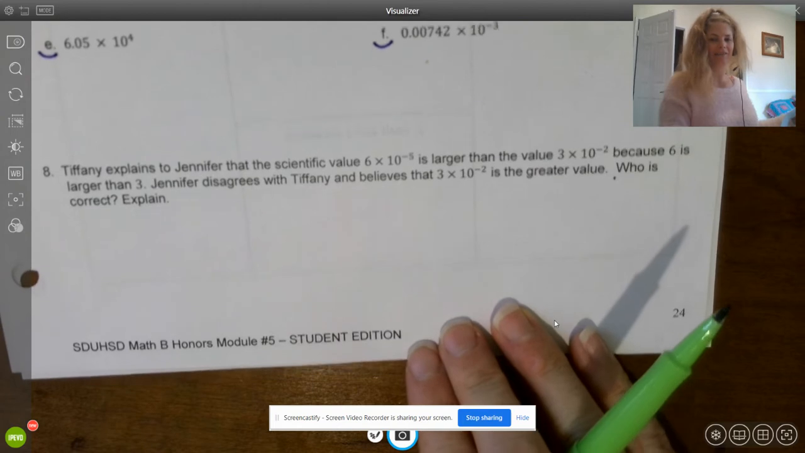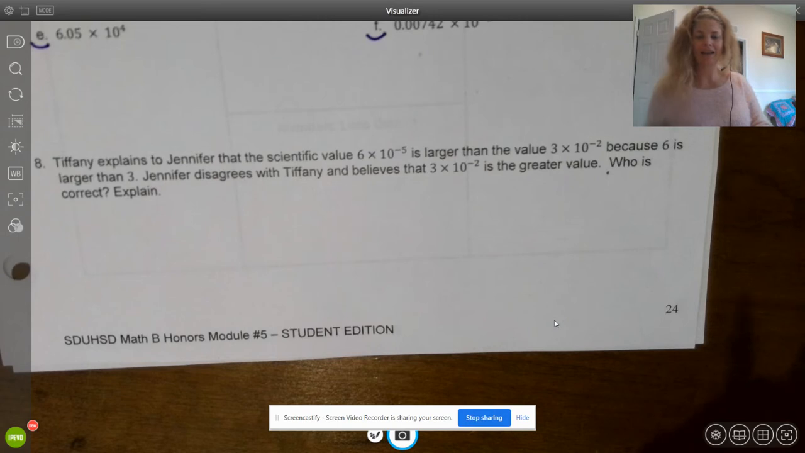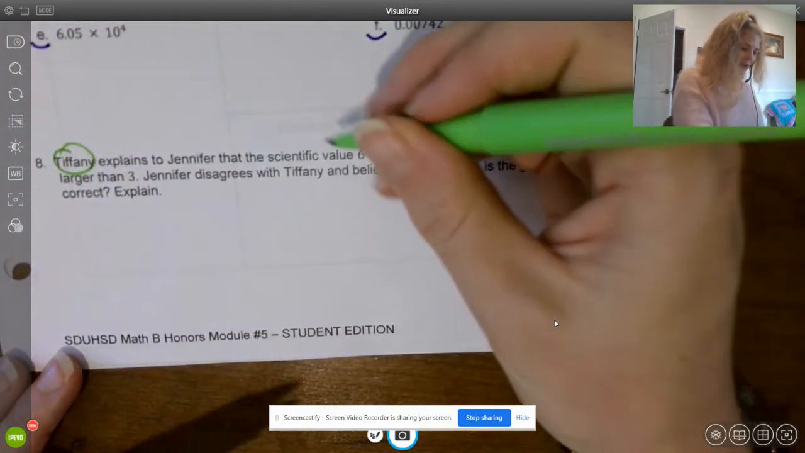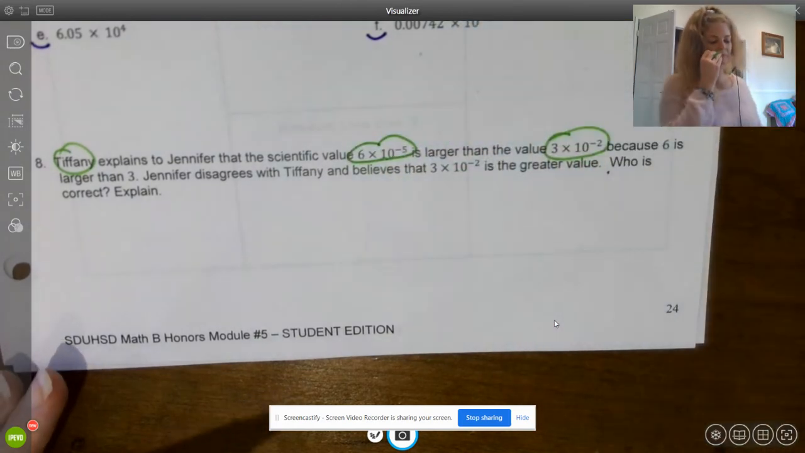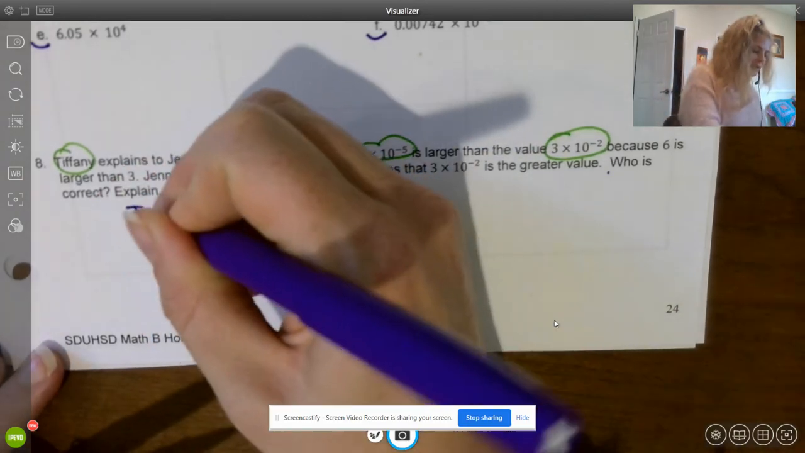Okay, so let's take a look at Tiffany and Jen. So Tiff explains to Jen that scientific value 6 times 10 to the negative fifth is larger than the value of 3 times 10 to the negative second because 6 is bigger than 3. But Jen disagrees with Tiff and believes that 3 times 10 to the negative second is actually the greater value. So who is correct here? Who do we think is correct? So Tiffany thinks that 6 times 10 to the negative fifth is bigger. What do we think? Who do we think is correct? Well, here, Jennifer is correct.